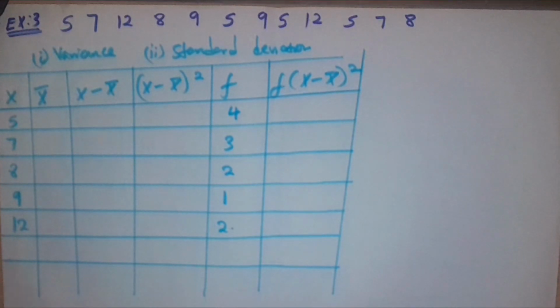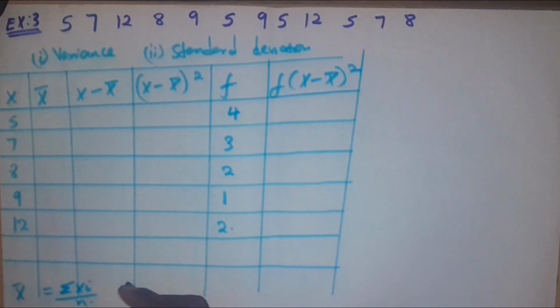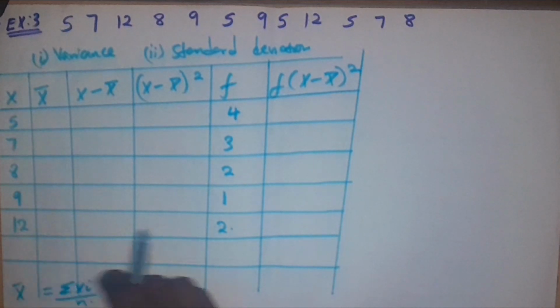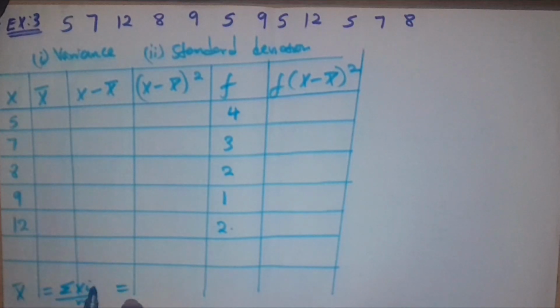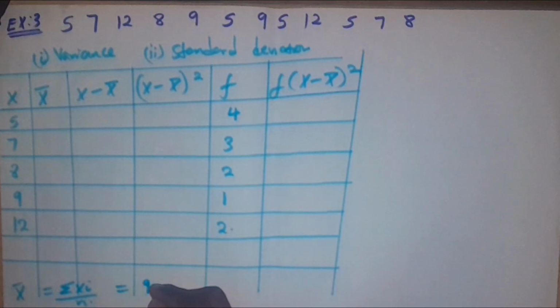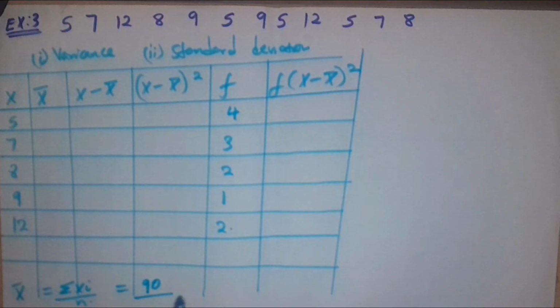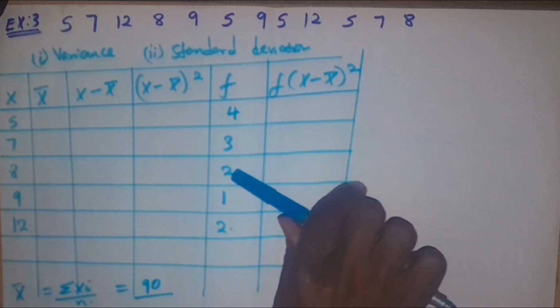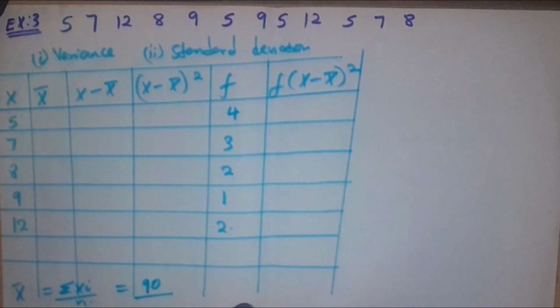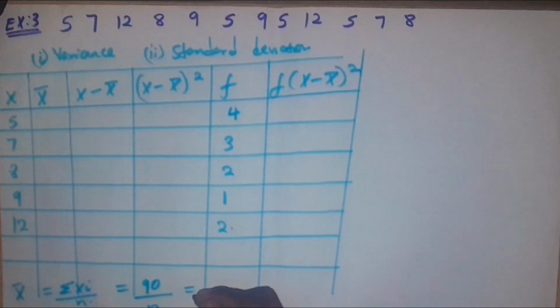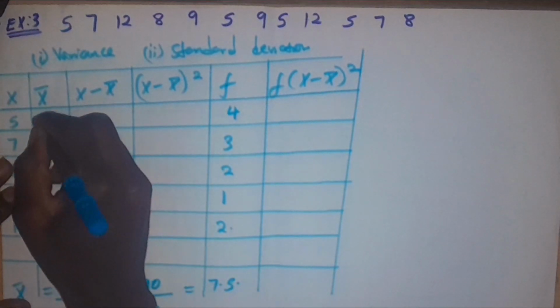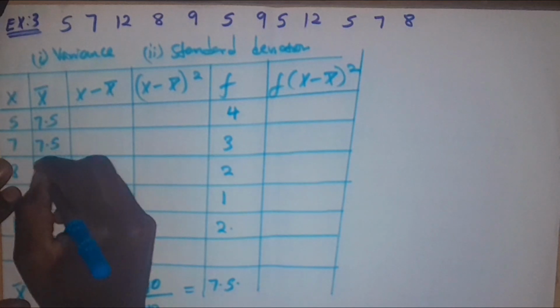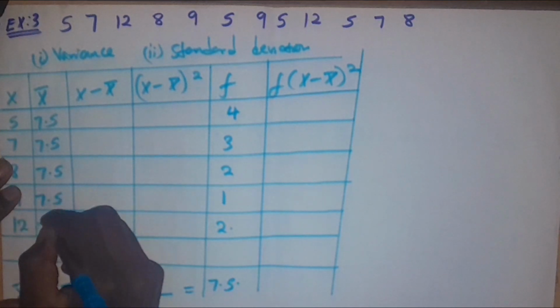So after this, we are going to firstly find our mean. So the summation of observations over n: if we add our data points which we have here, we are going to find 90, divided by the total. So for the total number, I'm going to add the frequency here. That's 4 plus 3, that's 7, plus 2, 9, plus 1, 10, plus 2, so 12. Therefore, our mean is equal to 7.5. So we're going to write 7.5 here, for each row.